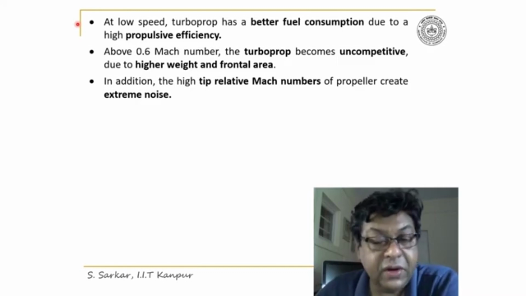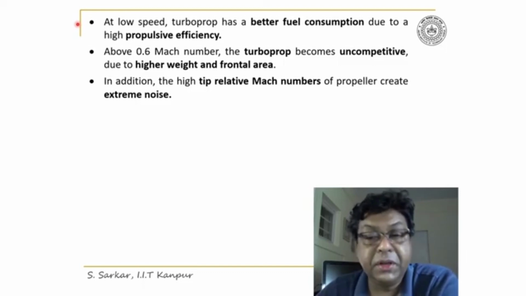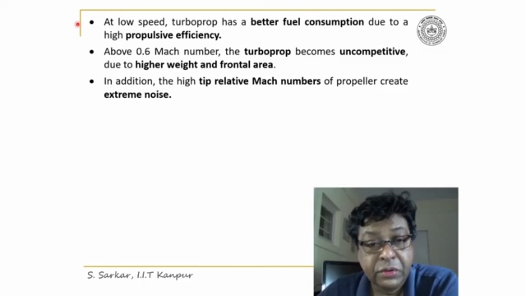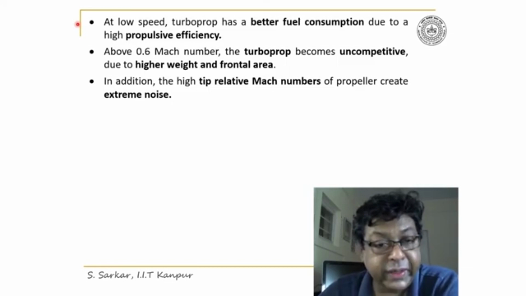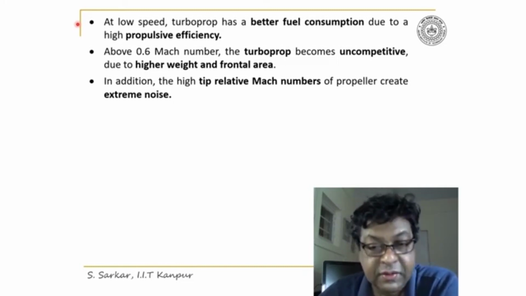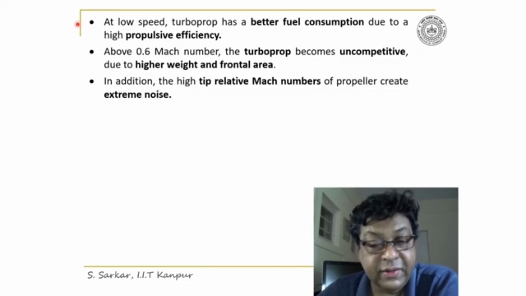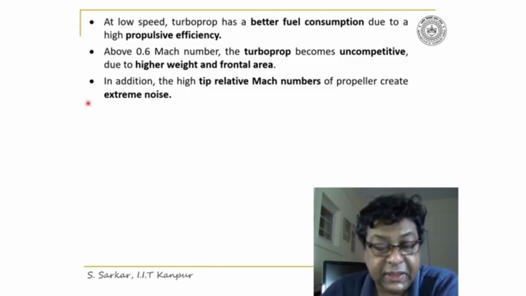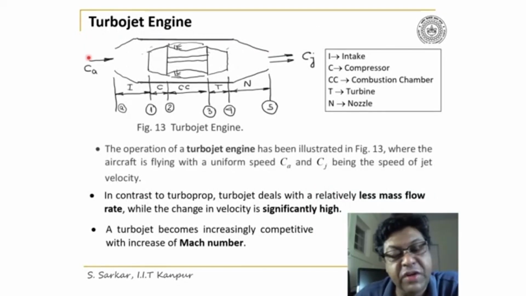Above a flight speed of Mach number 0.6, the turboprop becomes uncompetitive due to its higher weight and high frontal area. In addition, the high tip speed associated with high tip relative Mach number of the propeller creates extreme noise. So these are the good and bad points of turboprop engines. I'll now discuss the turbojet engine.